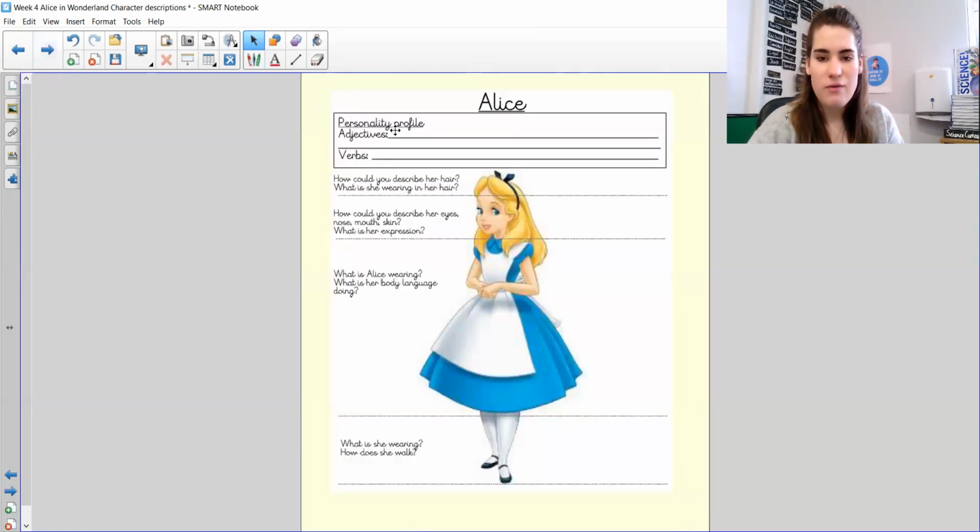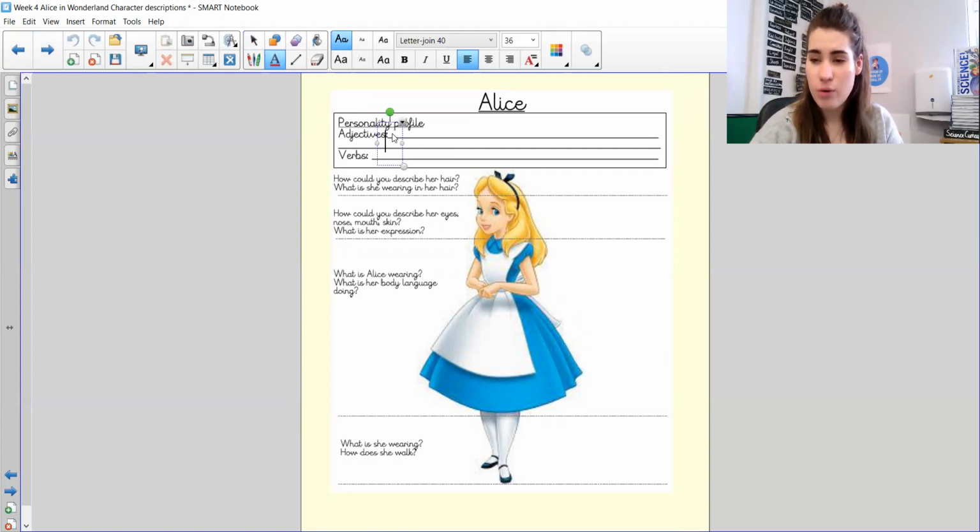So for example, I might write in my adjectives box here. This sheet will be on Pasto's story, so it will probably go on with the timetable. So if you look underneath the timetable, if you scroll down, you'll be able to access this. If you cannot, for whatever reason, print it off, then you can just draw your own.